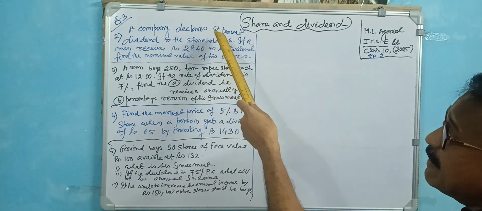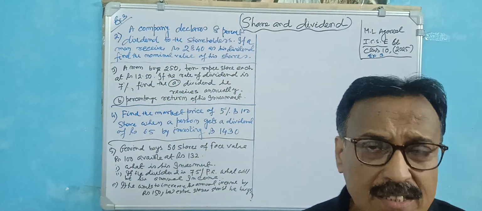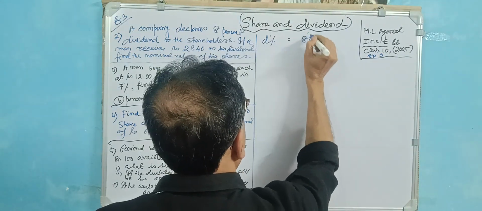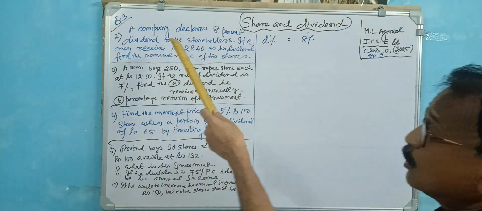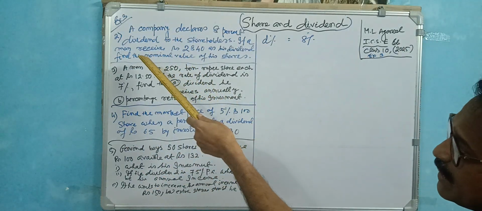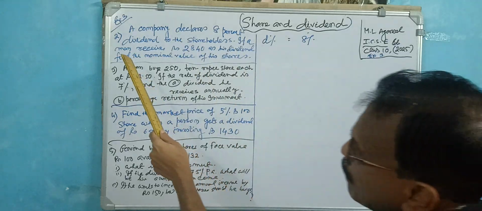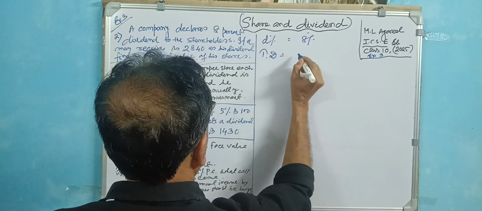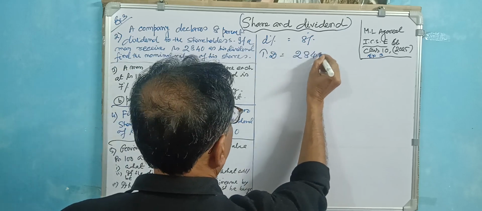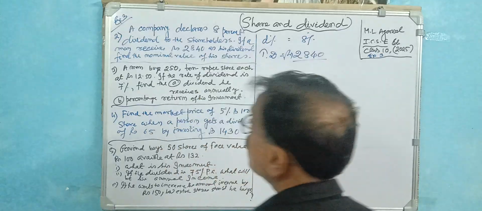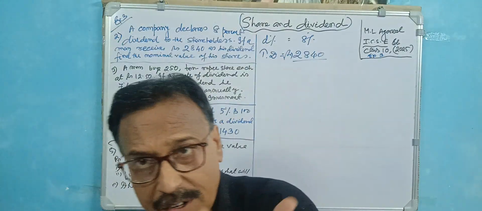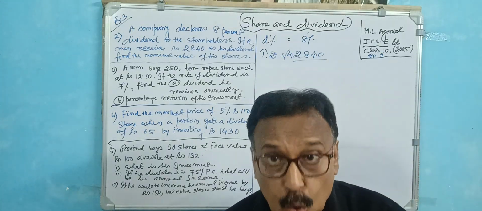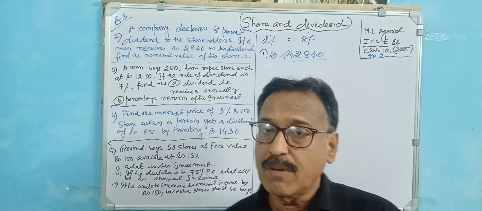A company declares 8% dividend. That means, what is the given data? Dividend percent is actually 8% to the shareholders. If a man receives a total dividend of 2840 rupees, find the nominal value. You know already the dividend is calculated on the basis of the total nominal value. The total nominal value is the annual income.